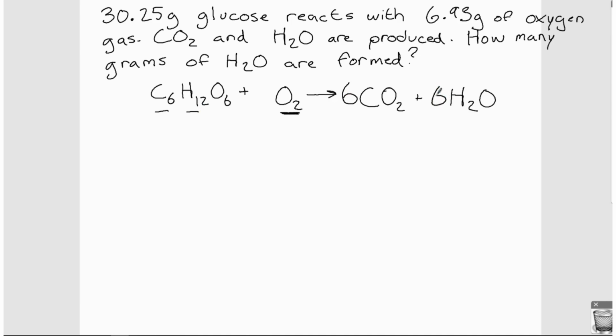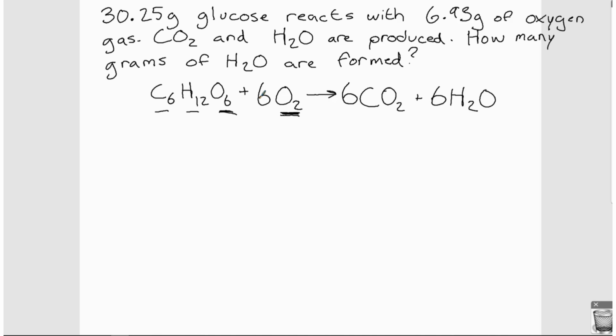I have 6, 7, 8 oxygens on the left, and I have 12, 18 on the right. So in order for me to have 18 on the left, all I've got to do is add up my 6 and 12 more. So I'll put a 6 in front of the O2. And everything looks balanced now. I have 6 carbons, 12 hydrogens, and 18 oxygens on both sides. So now we can get going.